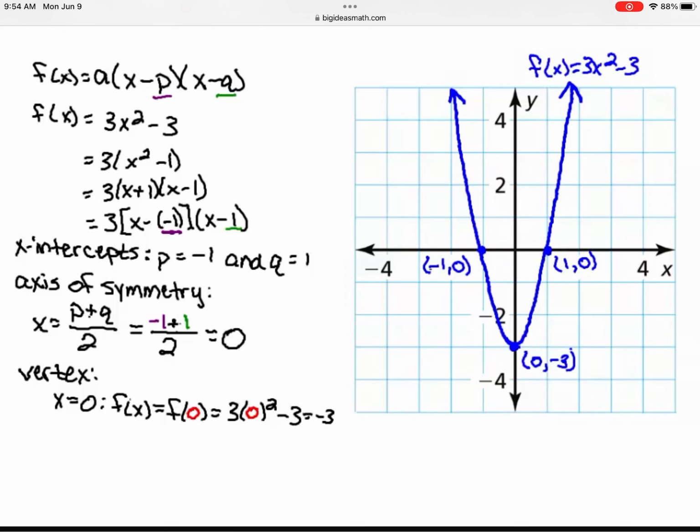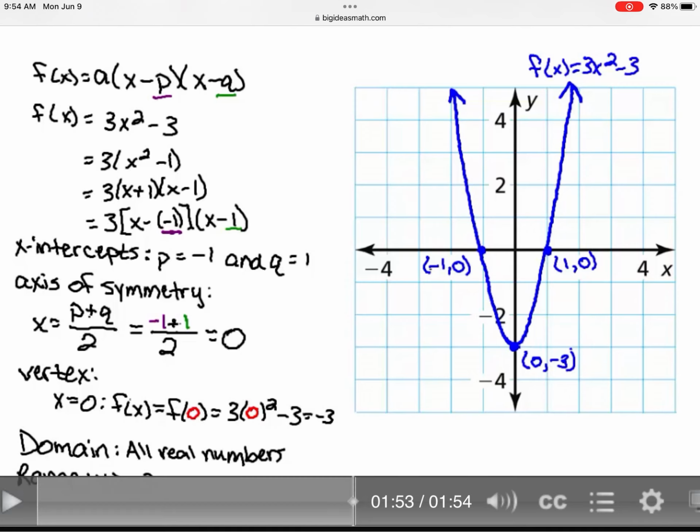Next, you want to find the domain and range. The domain is the set of all possible x values. From the graph, you can see that the domain is the set of all real numbers. The range is the set of all possible f of x values. From the graph, you can see that the range is the set of all real numbers greater than or equal to negative 3, which can be represented by the inequality y is greater than or equal to negative 3.